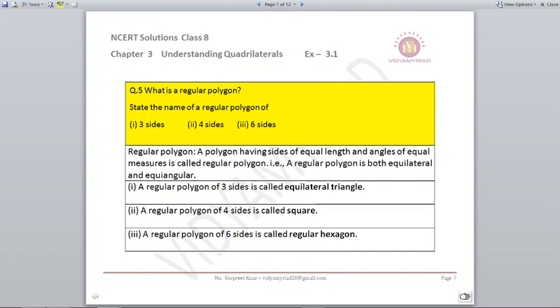Now when we talk about 3 sides of a regular polygon, it means it should be an equilateral triangle. All the sides will be equal and all the angles will be equal. When I talk about 4 sides, it is a square, and when we talk about 6 sides, it becomes a regular hexagon. 6 sides means hexagon. And if I talk about 5 sides, then what will happen? Is it possible? No, we have to talk about 6 sides only.